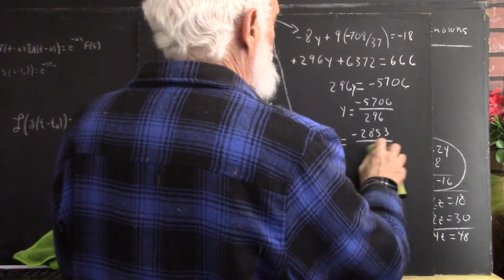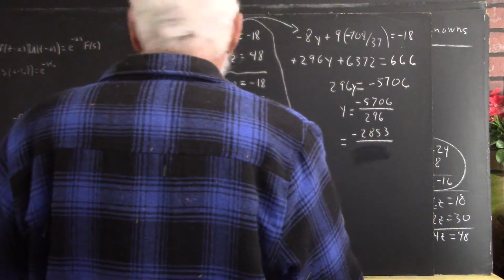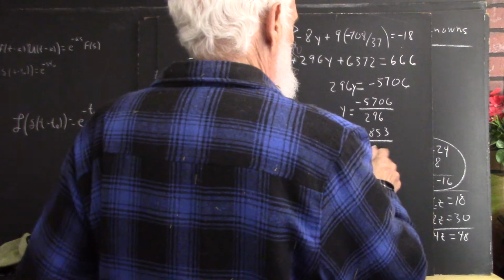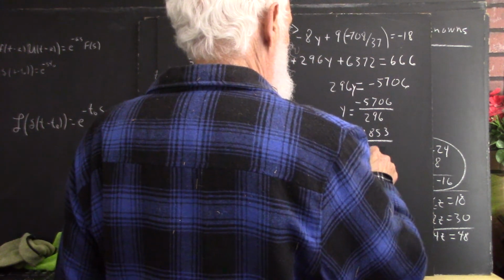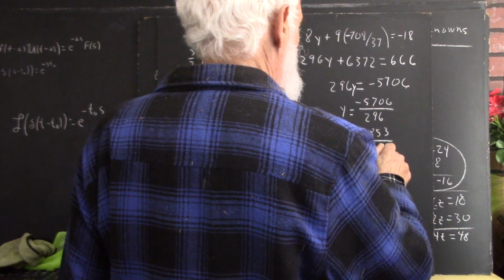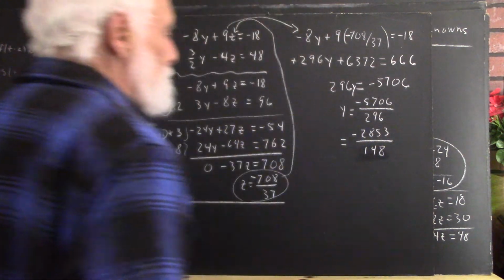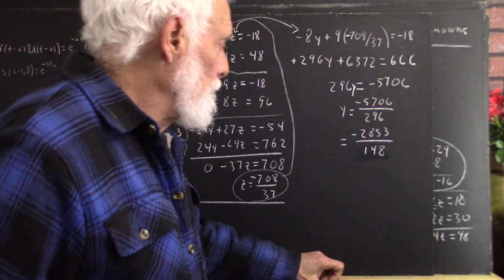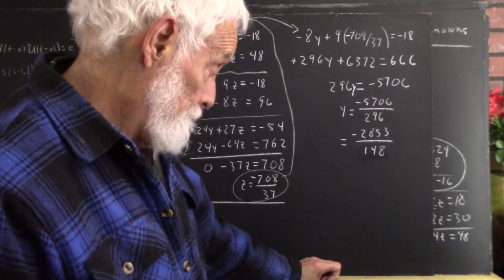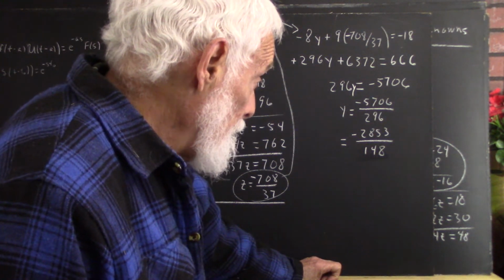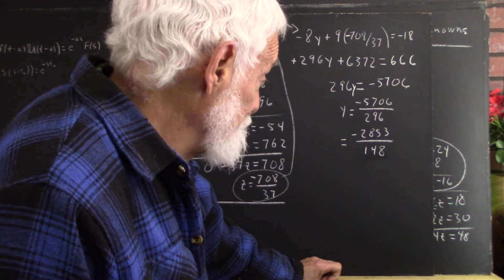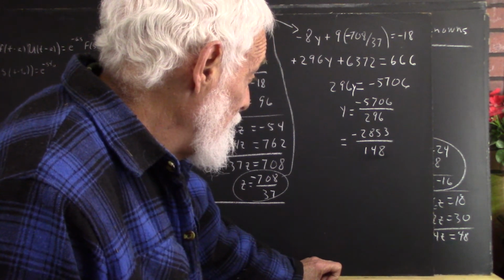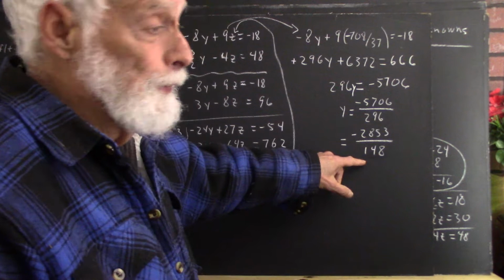296 is divisible by 4. I don't know why I thought it wasn't. But this is 148. Okay? Now let's see, 148 is divisible by 2, you get 79. 79 is prime. This is not divisible by 2, so that's not going to reduce.